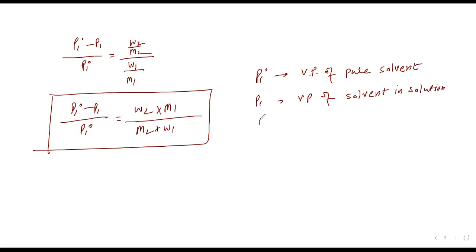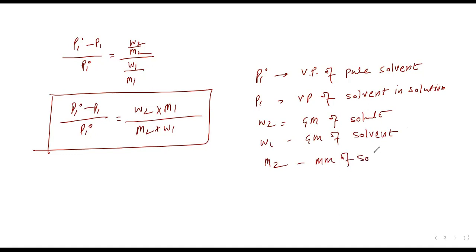Next one, W2, gram mass of solute. W1, gram mass of solvent. Next one, M2, molar mass of solute. M1, molar mass of what? Solvent. Can you understand all this? Yes. Okay. Can I erase this one? Yes.